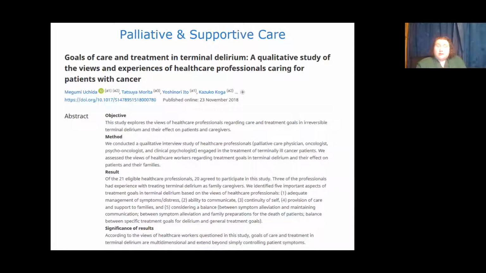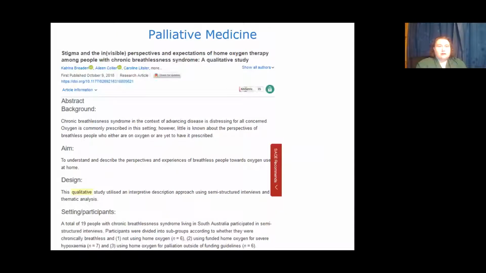analysis. Palliative and supportive care, another professional study. And actually a more familiar sample size, I think, for many people here. 21 eligible healthcare professionals and 20 took part in the study. And again, you can see we're told it was a qualitative interview study, but we're not given a huge amount of information about the methodology.